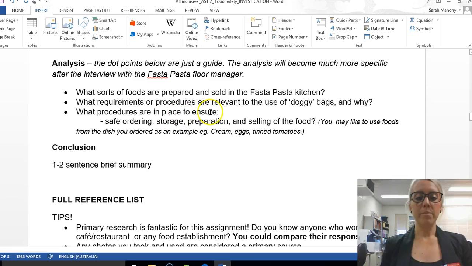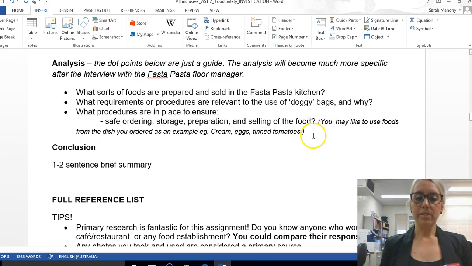Third, what processes are in place in the Faster Pasta kitchen to ensure safe ordering, storage of ingredients, preparation in the kitchen, and then selling and serving the food. So this can include everything from when they receive the stock to how they actually store it, what temperature, what type of packaging, the use by dates, the different preparation methods in the kitchen, safety in general in terms of hygiene, environmental hygiene, different chopping boards, workspaces, chef or cook hygiene, and the serving as well, things they need to follow in order to serve it safely, perhaps the temperature or what their waiting staff have to wear or are expected in terms of personal hygiene.